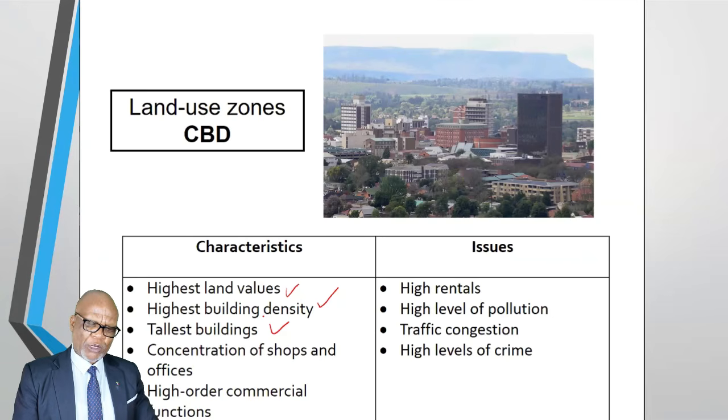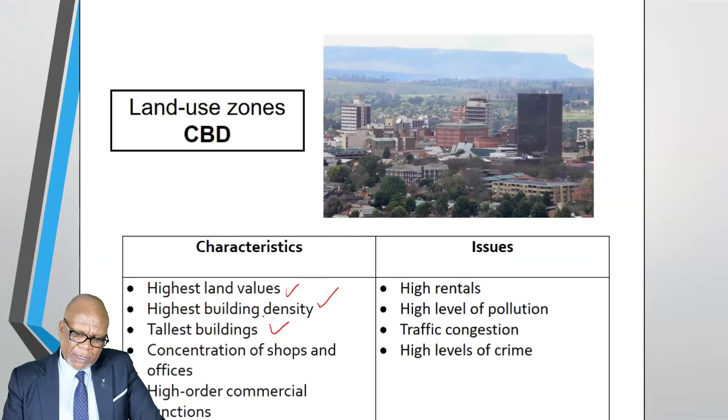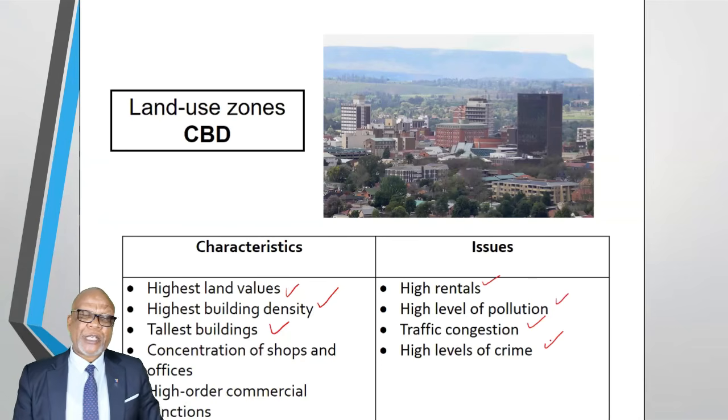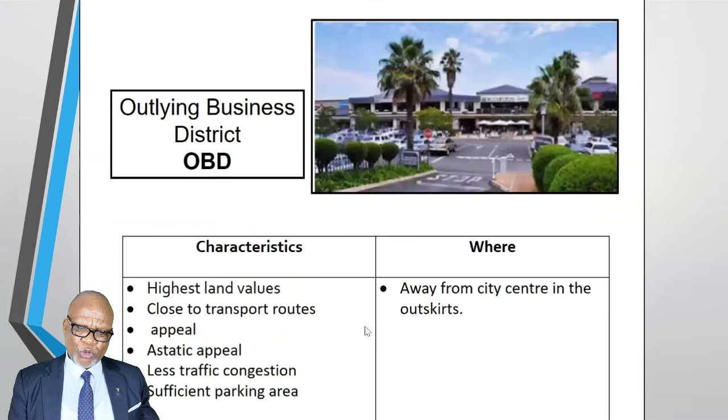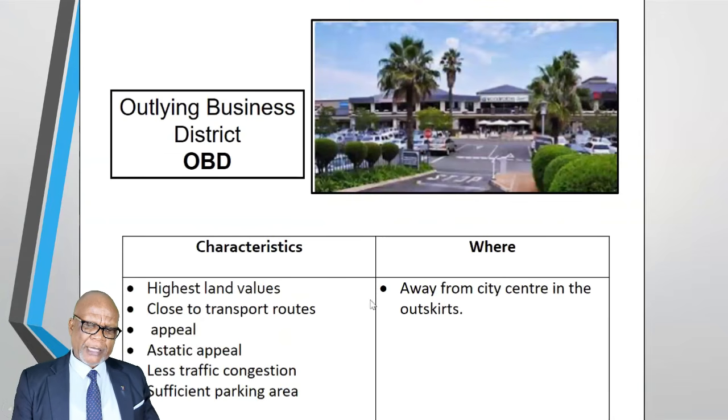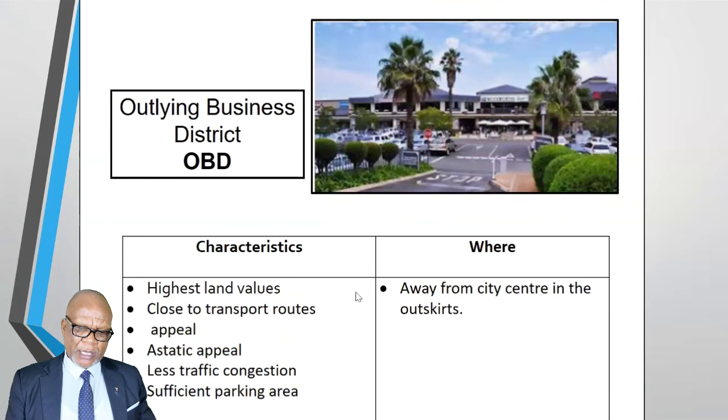It's got both high order and low order commercial functions. And then what are the issues here? The issues are high rentals. The issues in the CBD are a high level of pollution, high level of traffic congestion, and high levels of crime. Those are the issues that you find in the city center. These issues are the ones that we call centrifugal forces, and they are going to result in what we call the outlying business district.